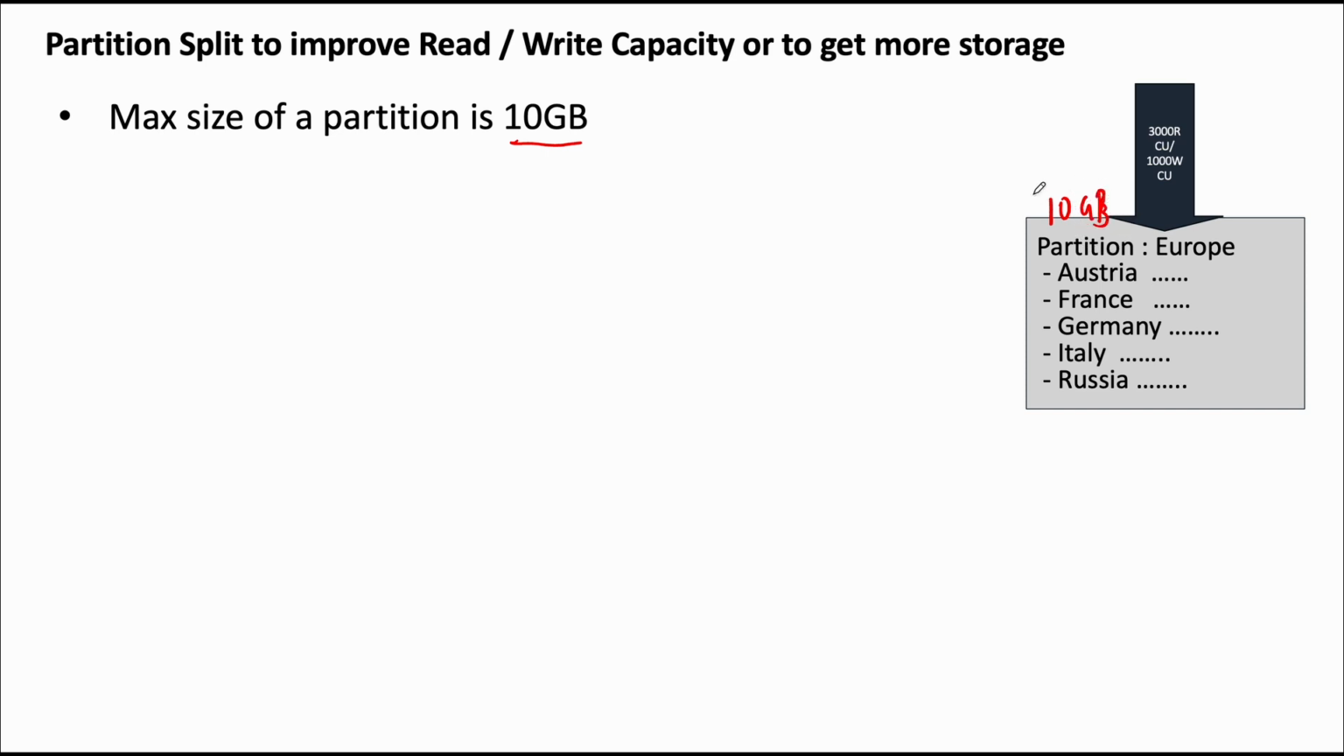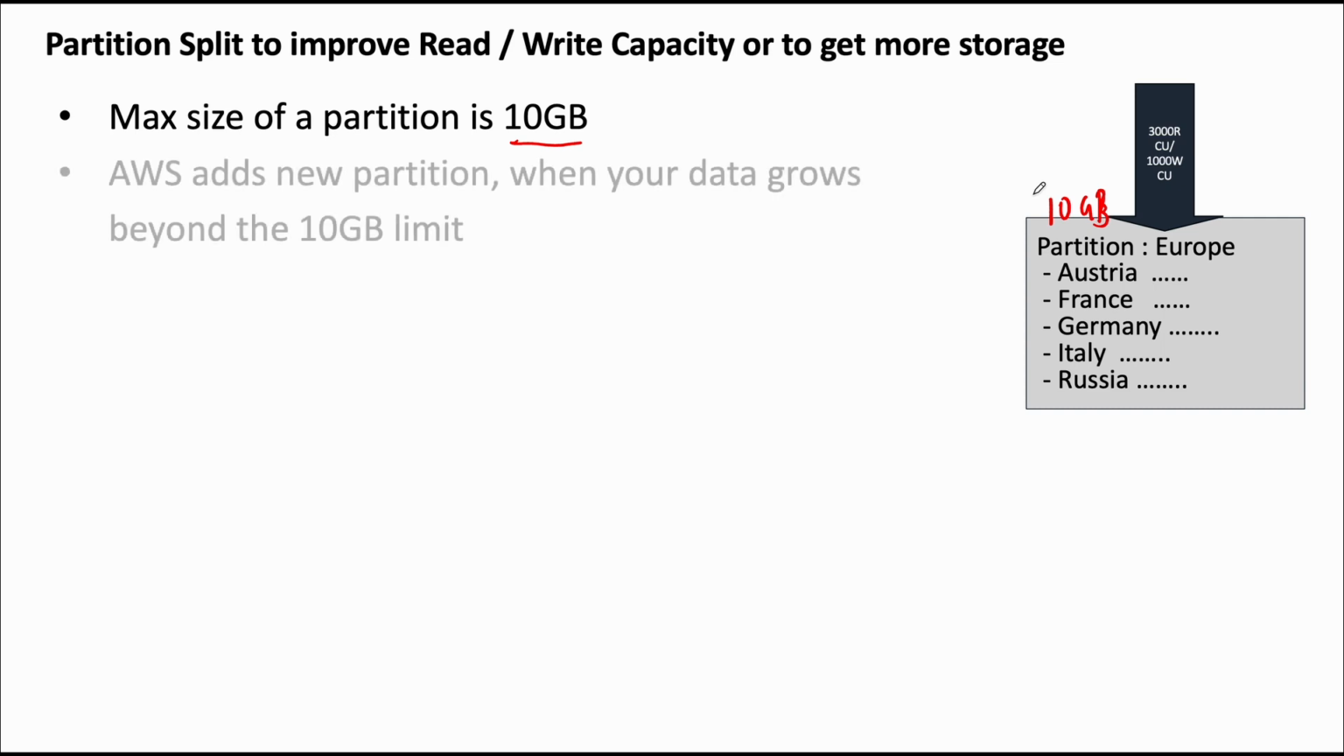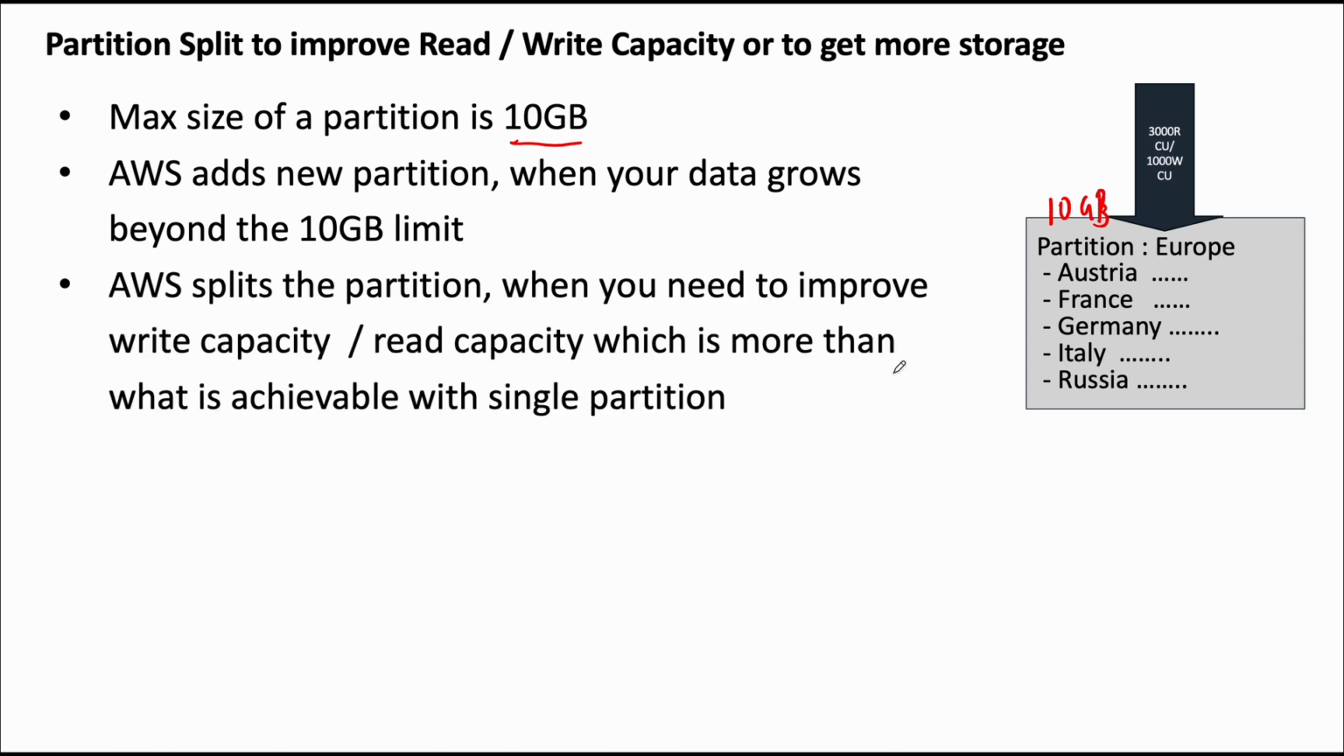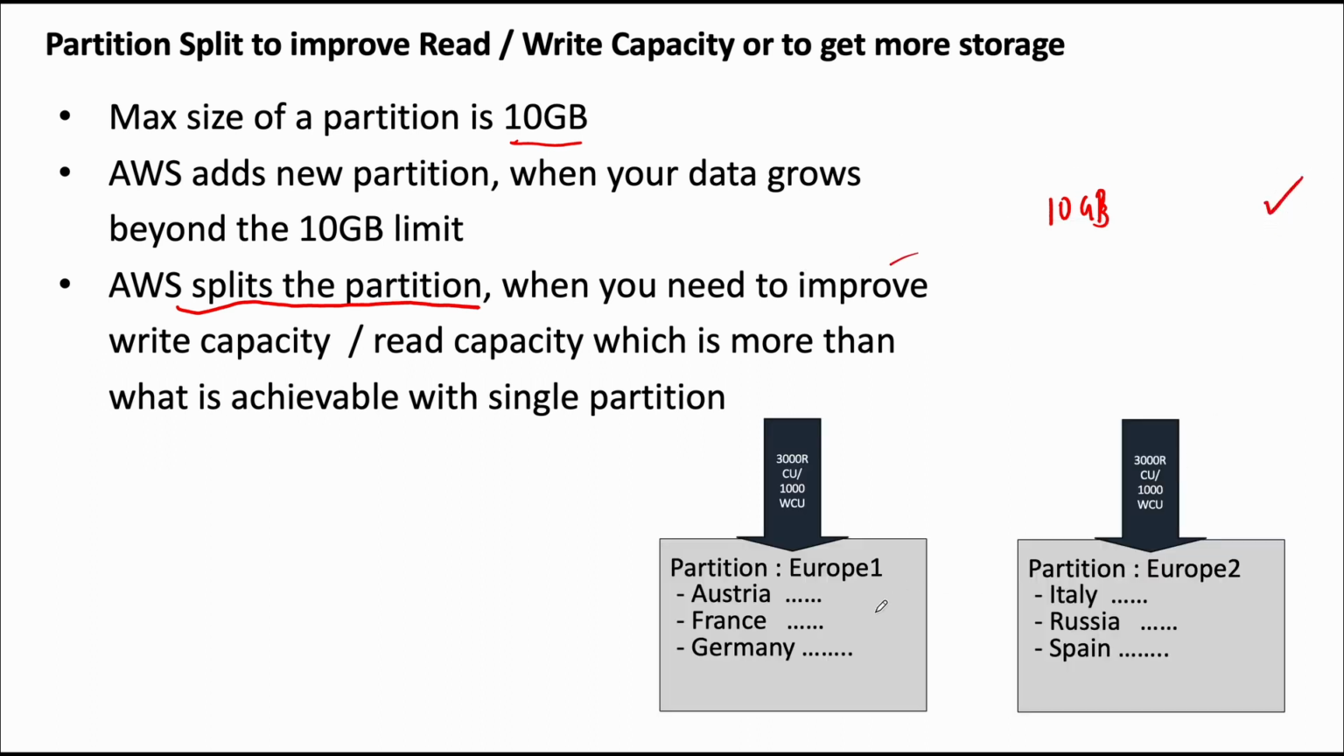So there are two scenarios when you need to add more partitions. The first one is your data grows beyond the 10 GB limit. So you have to create a new partition. AWS will automatically handle that. And the second scenario, which is more important, is when you need more write capacity or read capacity. AWS actually splits the partition when you need to improve write capacity or read capacity. So the same partition will be split into two, and it will look something like this. Say half of the countries will be here and half of the countries will be listed here.